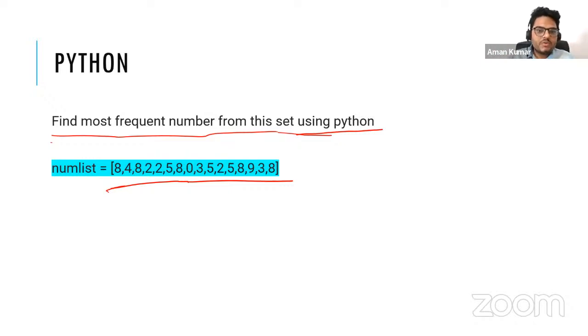Okay, so most frequent number from this set using Python you can get using multiple ways. You sort it and take the count of maximum occurring, or whatever way you do it, find the index and get the count of that index. Okay, done.